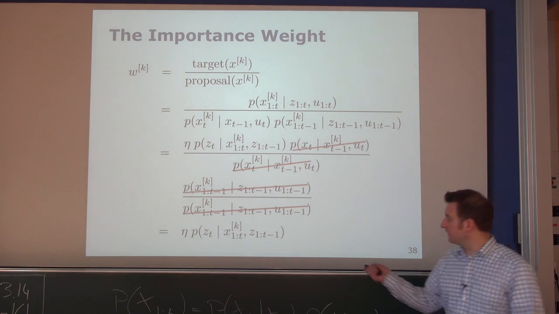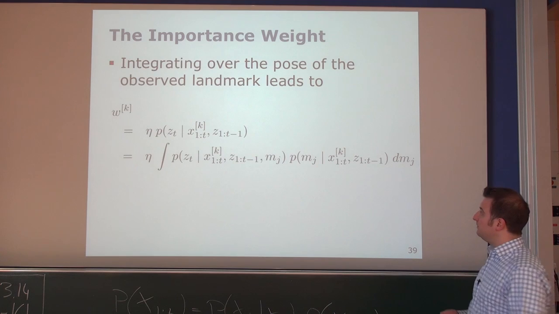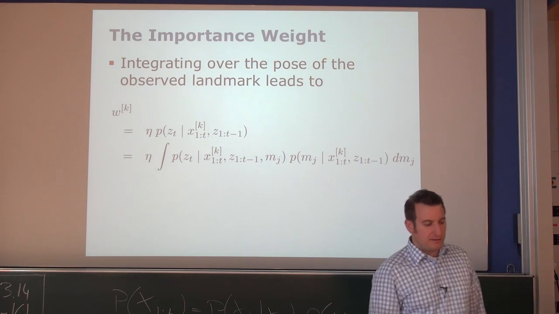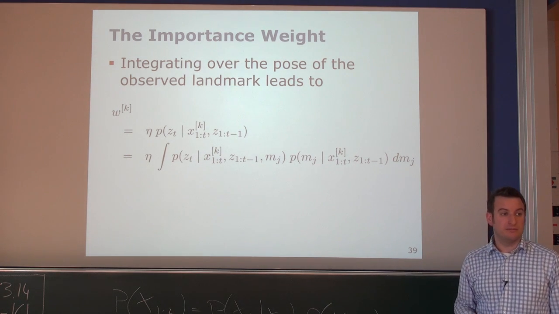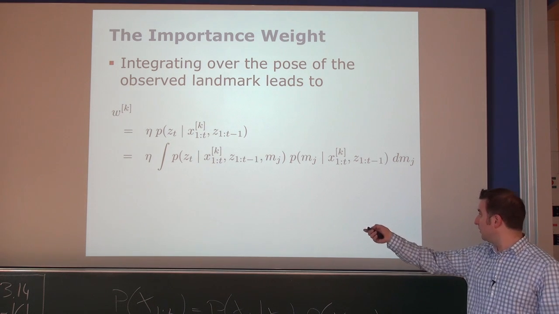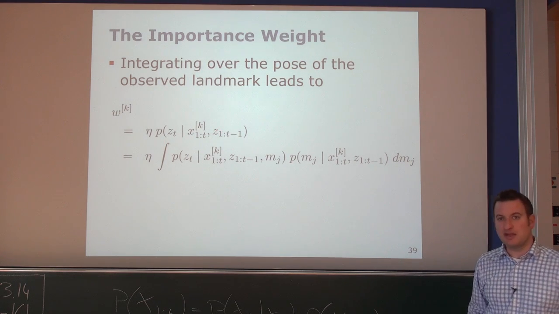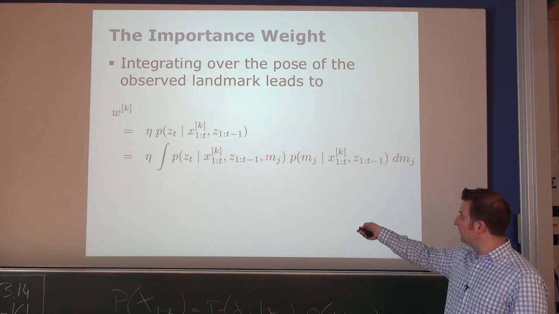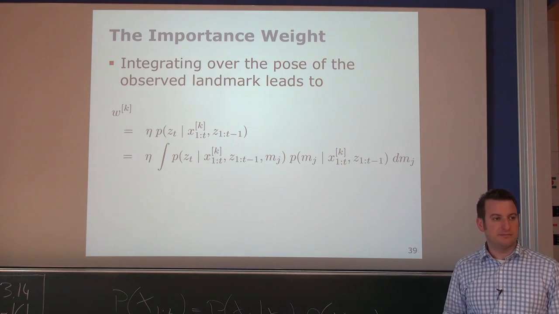Okay, let's take this term a step further. What I can do here is integrate over the position of the observed landmark, the marginalization step. So I introduce the position of the landmark j, the landmark that I observed. I get this term over here: m_j is given, and then m_j given all the rest.